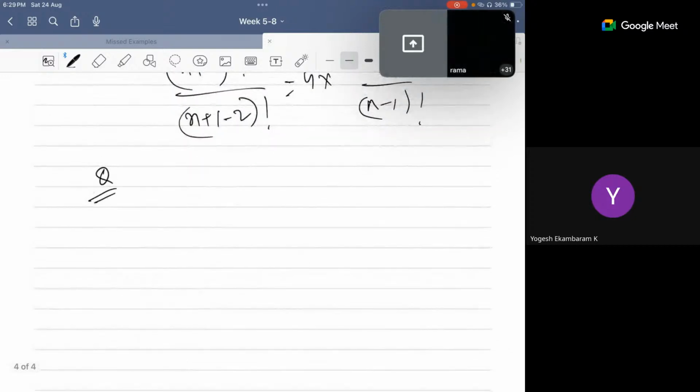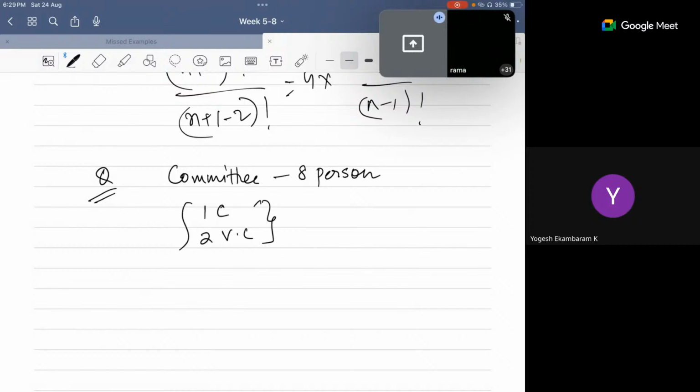The next problem is, you have been given that there are 8 people in some committee. There is a committee where you have 8 persons. Out of these 8 persons, you have to choose 2 people, one for the chairman and the second for the vice chairman. And there is no repetition, so one person can't be filled in for both posts. In how many ways can you choose the persons?